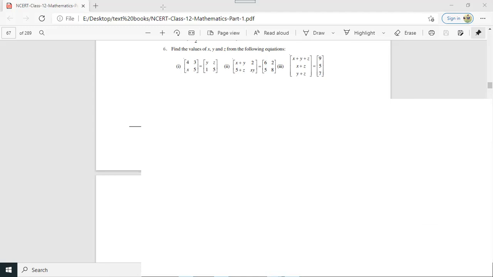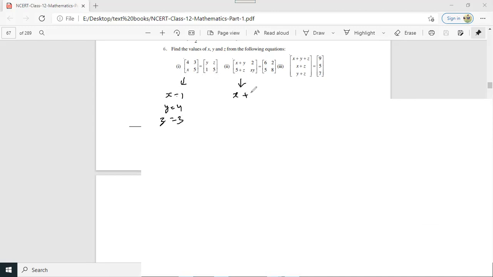In these types of questions we have to just equate the elements and find the value of x, y, and z. Here, this is very easy. y is equal to 3, z is equal to 4, x is equal to 1. Question number 1: you can directly equate, x is equal to 1, y is equal to 4, and z is equal to 3.